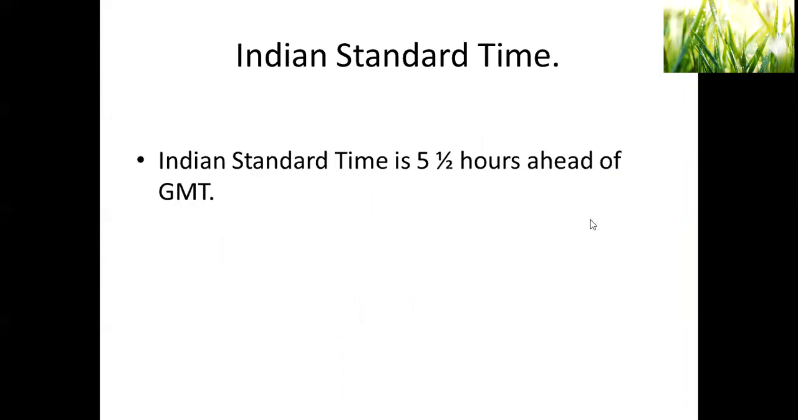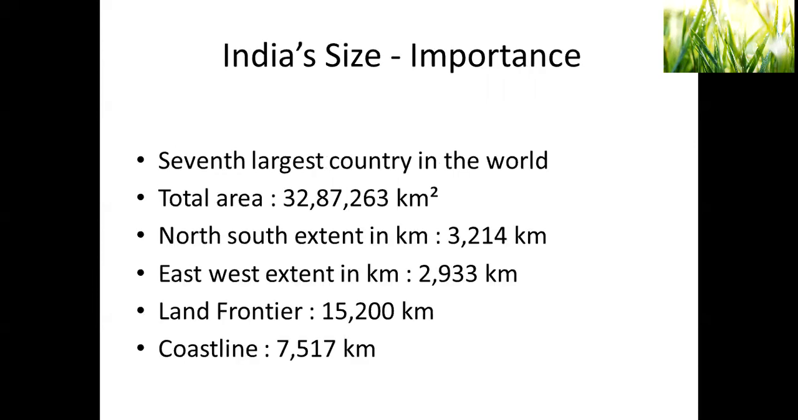Indian Standard Time is about 5.5 hours ahead of GMT. GMT means the time at Greenwich Mean Time. So here the points are given. Importance of India: 7th largest country. Total area is given in square kilometers. North to south extent is 3,214 kilometers.